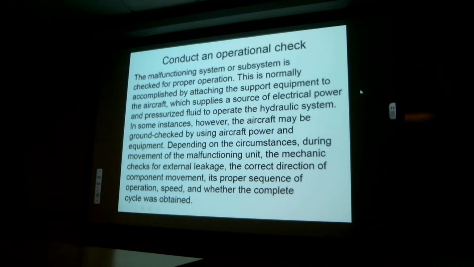Next, operational check. It says the malfunctioning system or subsystem is checked for proper operation. This is normally accomplished by attaching support equipment to the aircraft, which supplies a source of electrical power and pressurized fluid to operate the hydraulic system. In some instances, however, the aircraft may be ground checked directly by using aircraft powered equipment. Depending upon circumstances, during the movement of a malfunctioning unit, the mechanic checks for external leakage, the correct direction of component movement, its proper sequence of operation and speed, and whether or not the complete cycle was obtained.